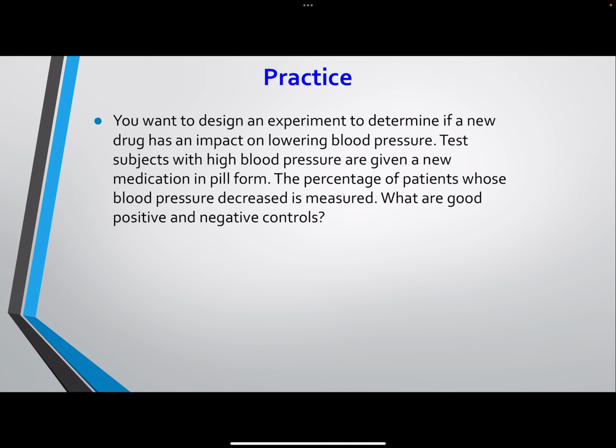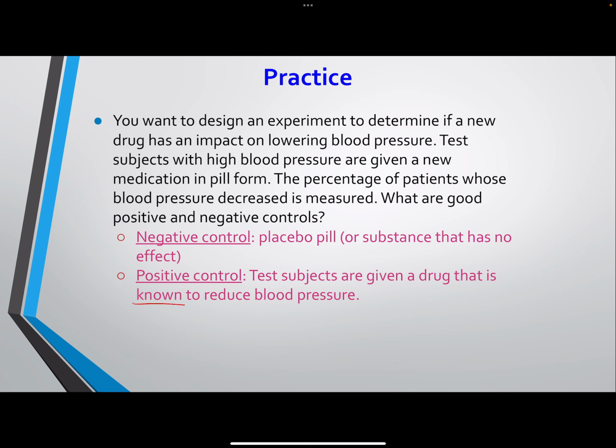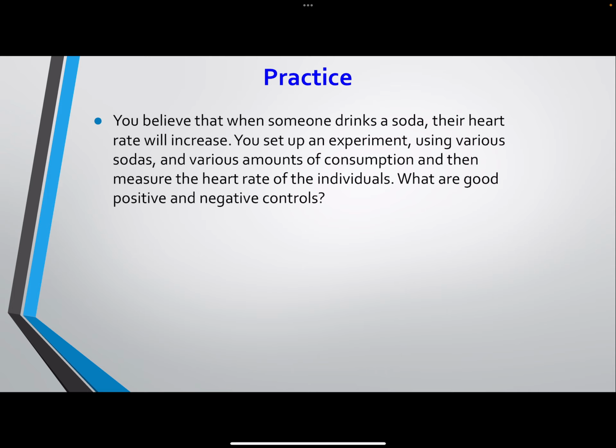You want to design an experiment to determine if a new drug has an impact on lowering blood pressure. Test subjects with high blood pressure are given a new medication in pill form. The percentage of patients whose blood pressure decreases is measured. What are the positive and negative controls? So, what is the negative control? A negative control would be, as I said before, a placebo pill, something that has no effect. While a positive control is going to be a drug that is known to reduce blood pressure. It has an expected outcome to compare to your experimental.